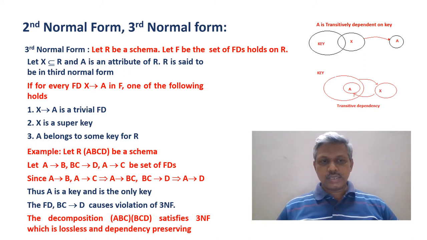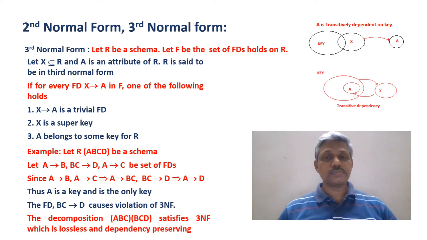If you look at the conditions 1, 2, 3, and if, because of a particular dependency, all the three conditions fail, then what happens? A is not part of the left hand side. Okay, the first condition fails. The second one: X is not a super key. That means given any key, since X is not a super key, the key is not contained in X.